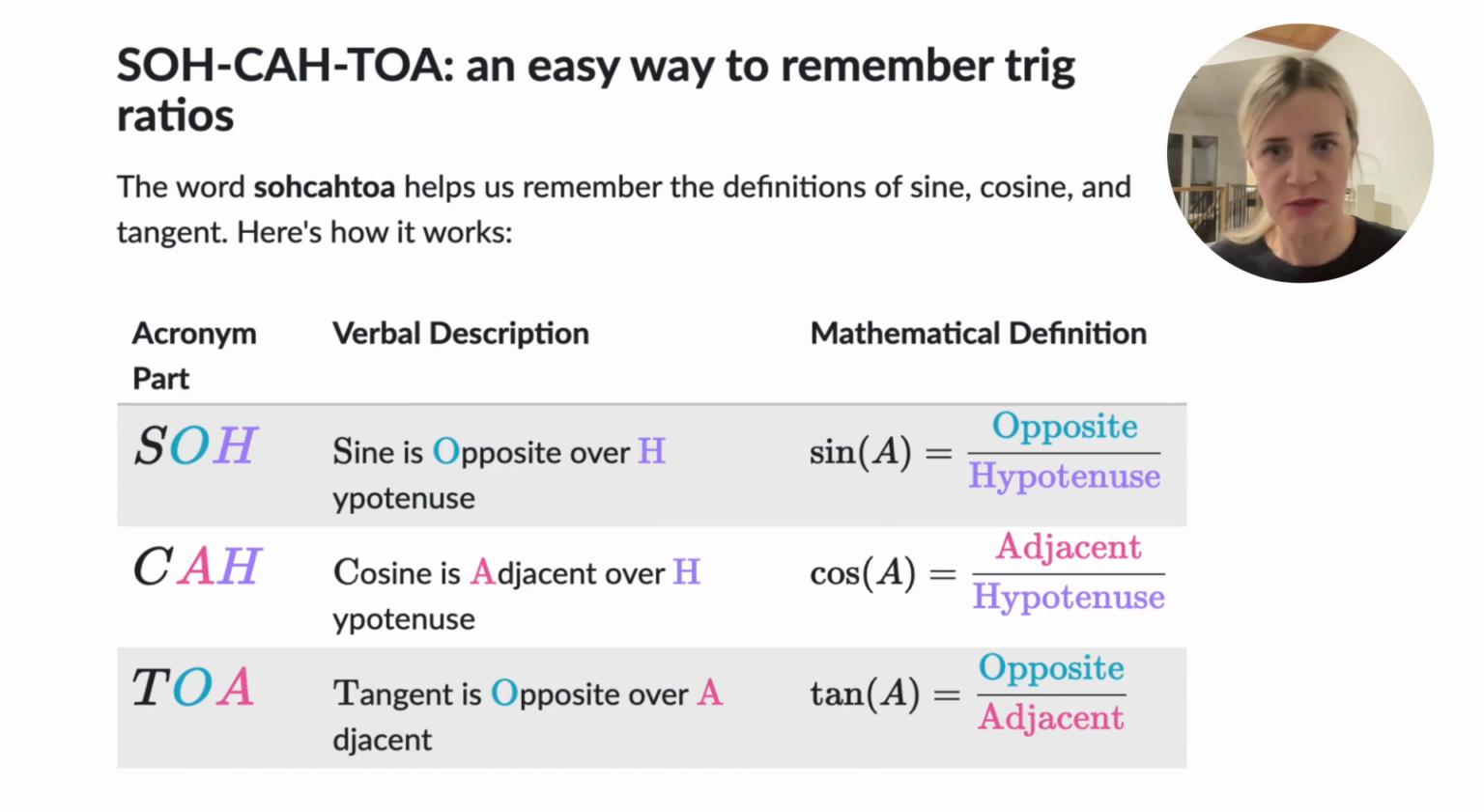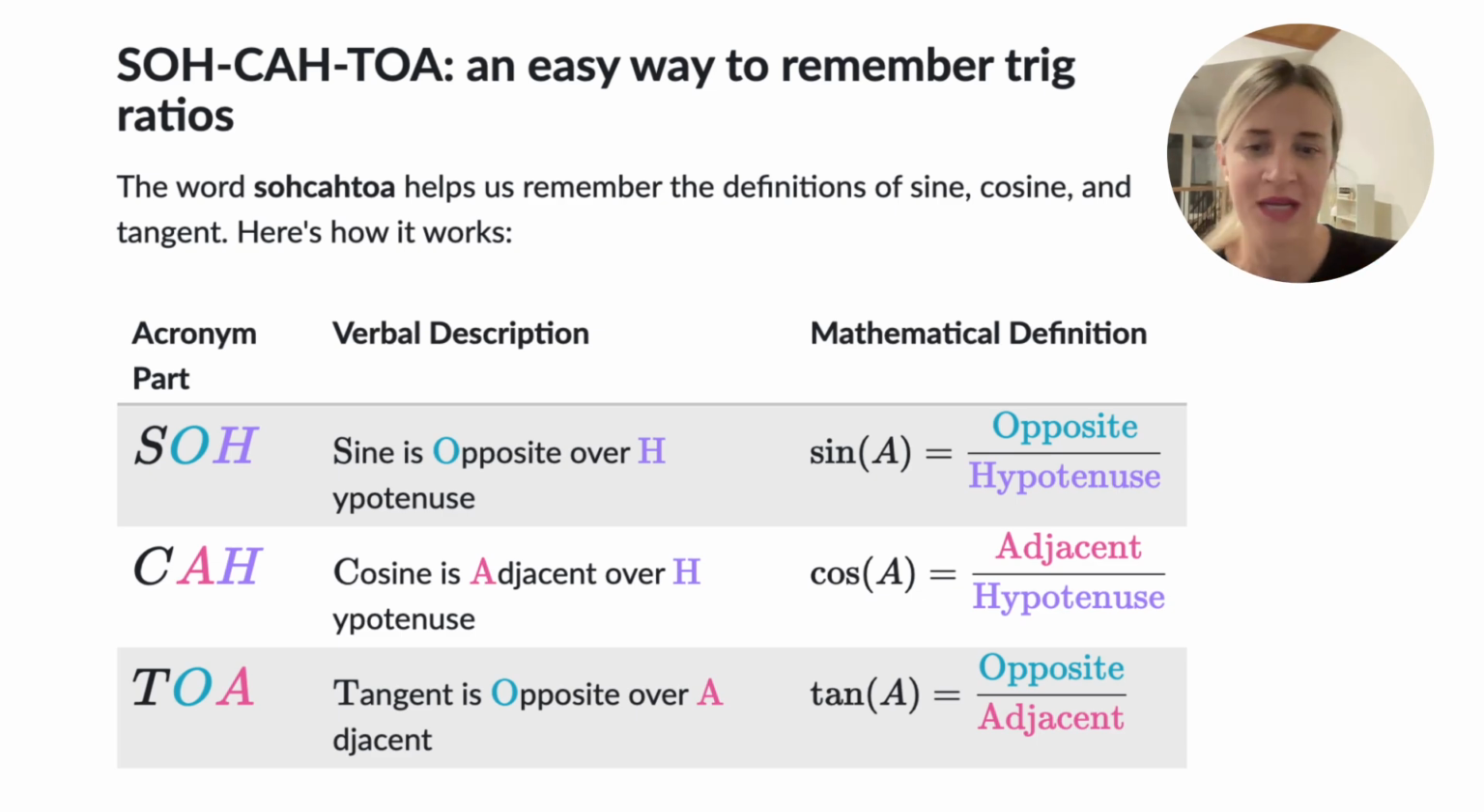SOHCAHTOA. SOHCAHTOA is an easy way to remember trig ratios. The word SOHCAHTOA helps remember the definitions of sine, cosine, and tangent. Here is how it works. Okay, the first one, the acronym part, SOH. The verbal description of that is sine is opposite over hypotenuse. Sine of angle A is opposite over hypotenuse. SOH. So CAH, cosine, adjacent over hypotenuse. So cosine of angle A, adjacent over hypotenuse, C-A-H.